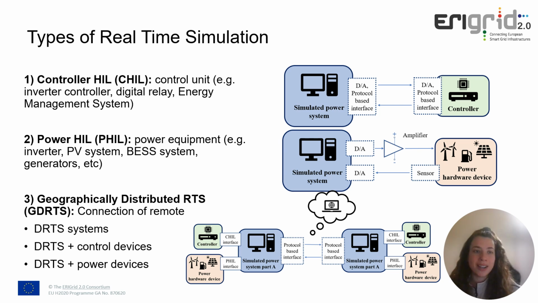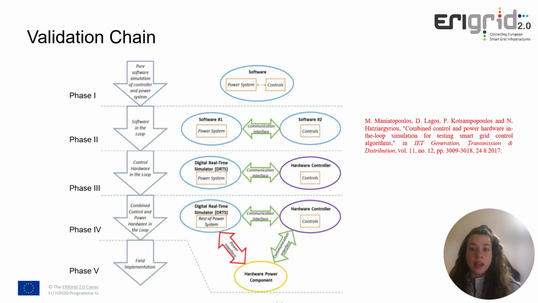And the third one is a geographically distributed real-time simulation, where we have a connection of two remote systems. It can be either two remote real-time simulators, or a real-time simulator and control devices, or a real-time simulator and power devices, or combinations of them. Now that we have introduced the hardware-in-the-loop method, let's also discuss validation chains for rigorous step-by-step testing.